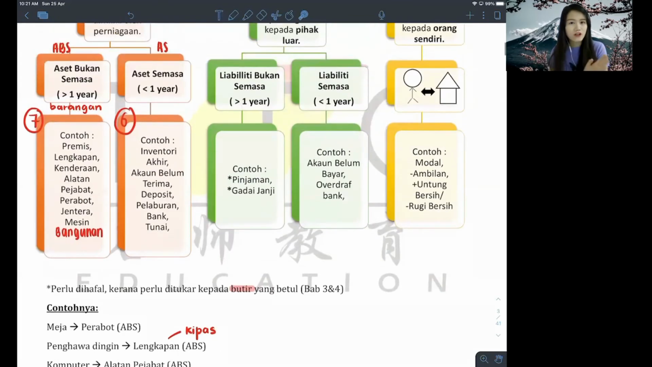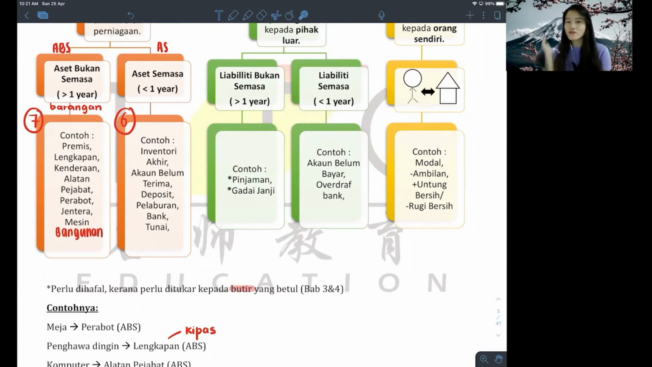All right, now we move on to asset semasa. Now, for asset semasa are things that you use for within a year, right? So it's not that you want to throw it away within a year, but you can't keep the item or the value with you within that year itself.